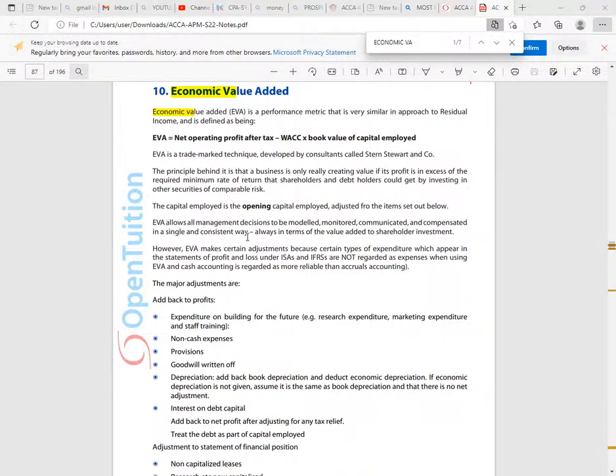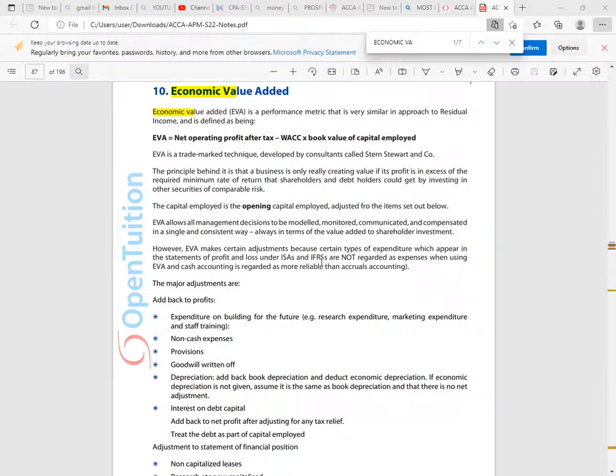EVA allows all management decisions to be modeled, monitored, communicated, and compensated in a single and consistent way, always in terms of the value added to shareholder investment. However, EVA makes certain adjustments, because certain types of expenditures which appear in the statement of profit and loss under IAS and IFRS, the International Accounting Standards and the International Financial Reporting Standards, are not regarded as expenses when using EVA. And cash accounting is regarded as more reliable than accruals accounting.